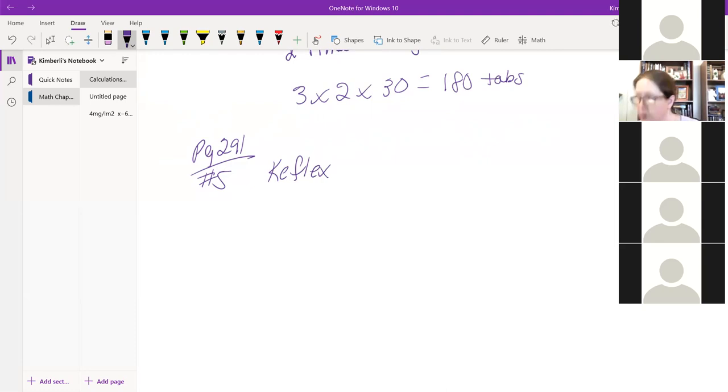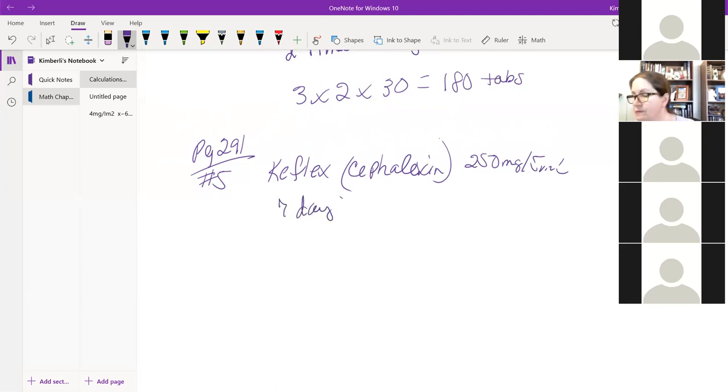You know the generic name? Ciprofloxacin? Is it ciprofloxacin? Ooh, that's Cipro. Okay. Cephalexin? Cephalexin, very good. Cephalexin. And it's 250 milligrams per 5 mLs. And then it says 7 days, right? Does that mean they're supposed to take it every 7 days? No, it would be for 7 days. Yeah, that's what it should say. And then what are the directions? 5 mL by mouth 4 times a day. Yeah.